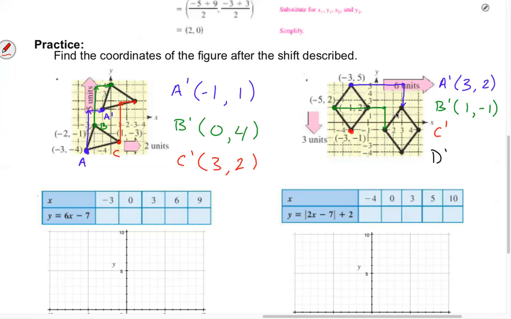Let's call this one C. So we're going to go 1, 2, 3, 4, 5, 6, and down 1, 2, 3. So from -3, we add 6. That puts me at 3. From -1, we go down 3. That puts me at -4. Last but not least, D, we're going to go 1, 2, 3, 4, 5, 6. We're going to go down 1, 2, 3. That puts me at the point of (5, -1).